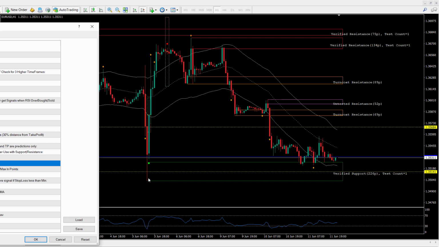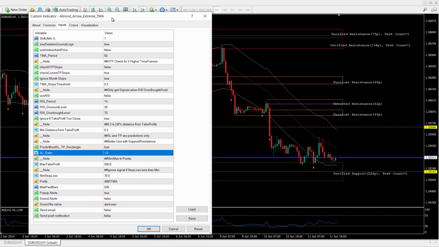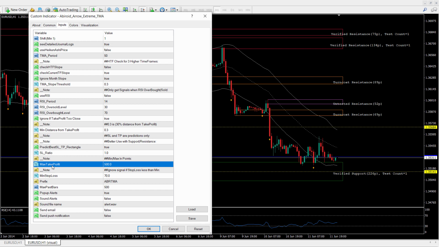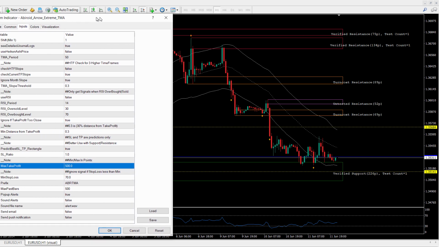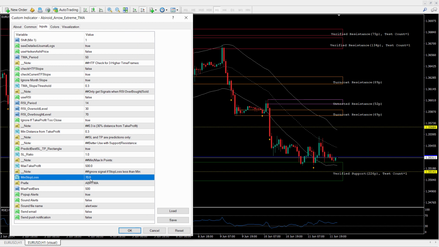And if this distance is too high, and if your take profit is too much, then you can ignore that particular trade. In the same way, if your stop loss is too small, then right here, if you set minimum stop loss to 70 points, then if it's any lower than this, that particular trade will automatically be ignored and it won't show up on the chart. Yeah, this 500 and this 70, these are both in points.